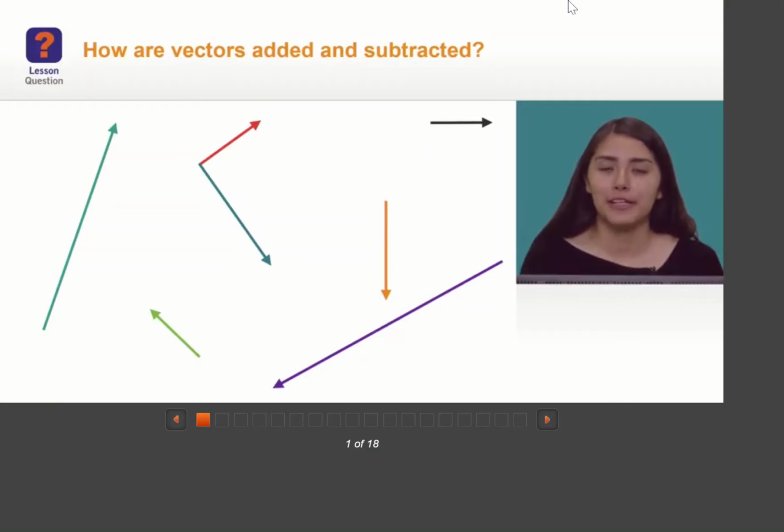You're familiar with vectors and how to find the magnitude and direction angle of a vector. Just like with scalar quantities, a variety of mathematical operations can be performed with and upon vectors. Vector addition is one of these operations. Let's take a look at how this works as we continue to answer the question, how are vectors added and subtracted?